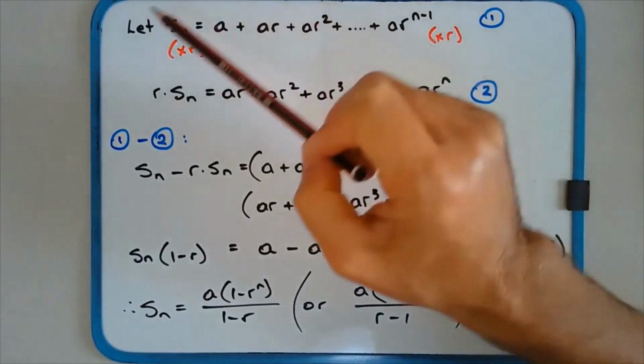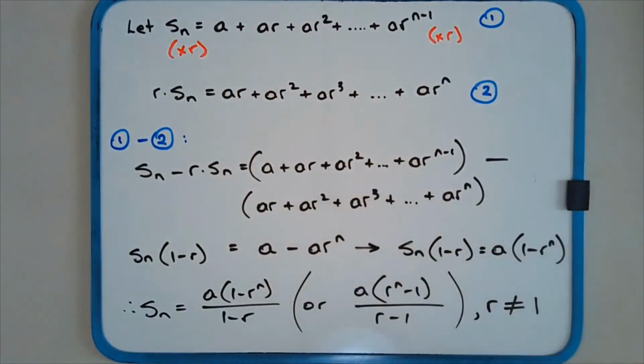And we're just going to add them up explicitly, but we're expressing the terms in general terms. So we don't know the value for a and r. All we know is that they're there, and it forms a geometric series. And let's call that equation number 1.